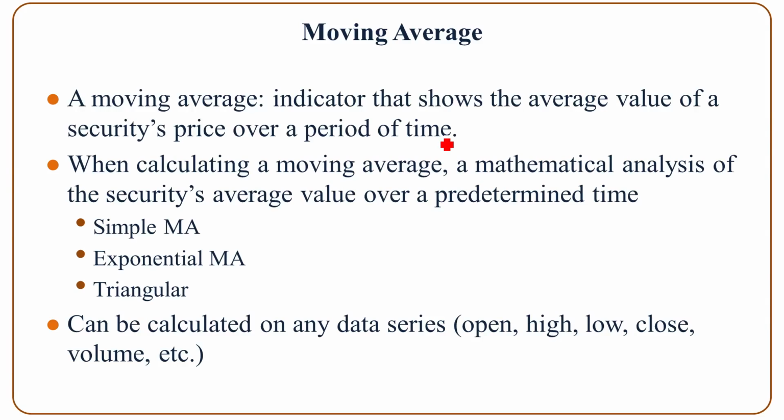A moving average is the indicator that shows the average value of a security's price over a period of time. When calculating a moving average, we do a mathematical analysis of the security's average value over a predetermined time, and we may have several types of moving average, such as simple moving average, exponential moving average, triangular moving average, and it can be calculated on any data series such as open, high, low, close, volume, and etc.